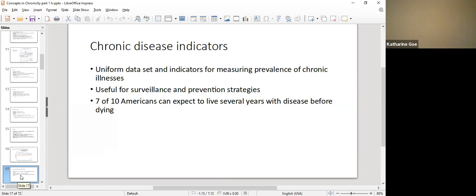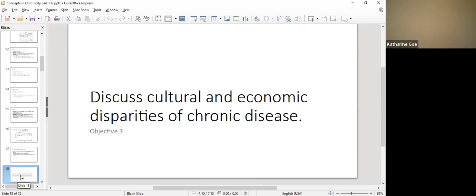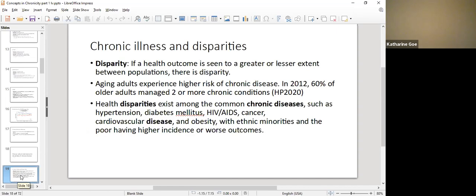So what are these chronic disease indicators? There is a uniform data set and indicators for measuring the prevalence of chronic illnesses. It's useful for surveillance and prevention strategies. So that is a big role that public health plays, surveilling and preventing illness. 7 out of 10 Americans can expect to live several years with diseases before dying. So let's look at cultural and economic disparities of chronic disease.